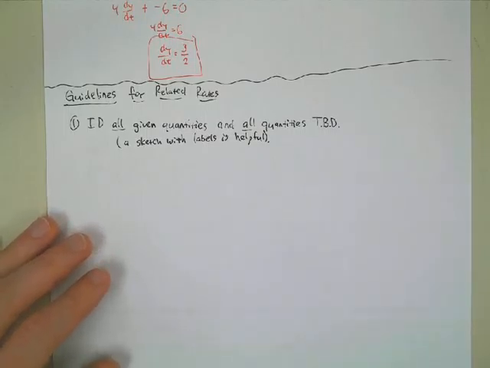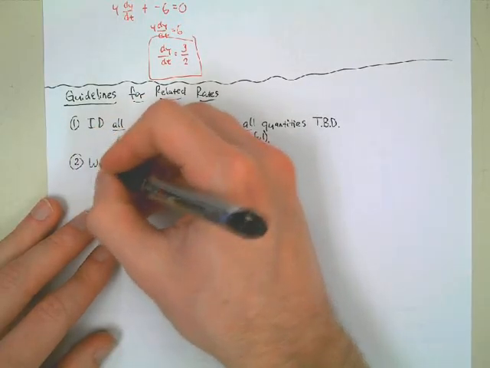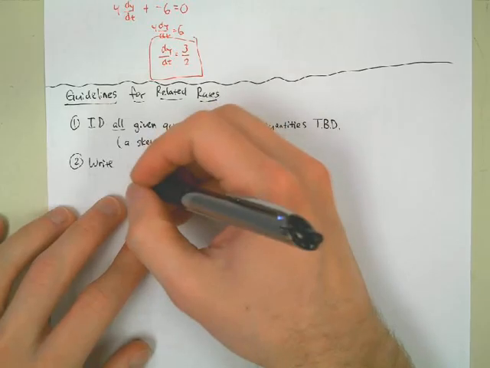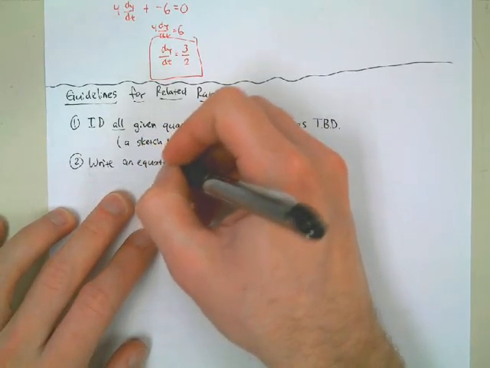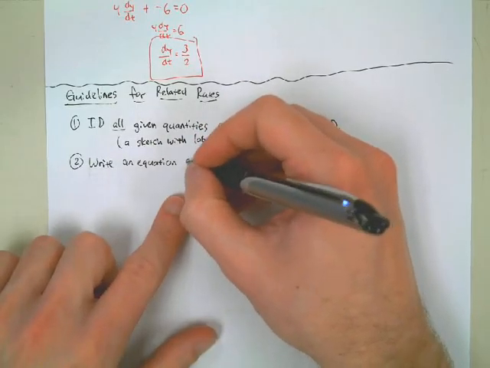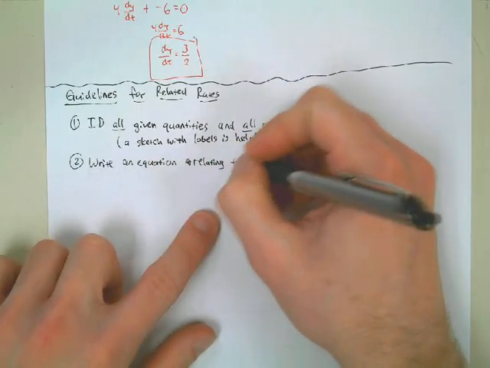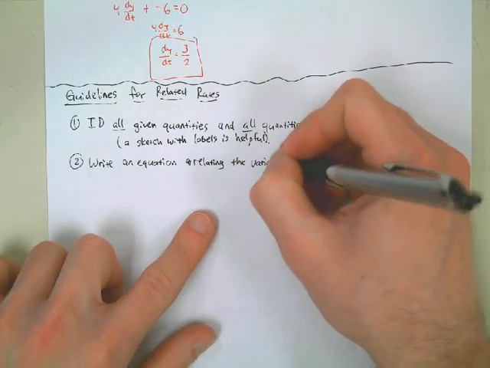Okay. Step 2. Once you've identified all the given quantities and all the quantities you want to determine, write an equation relating the variables. Sometimes you'll be given the equation that relates the variables, right? In the last 2 examples, we were given those equations.